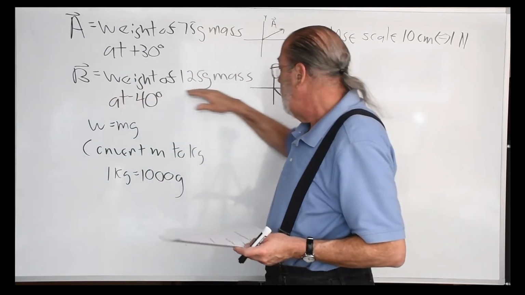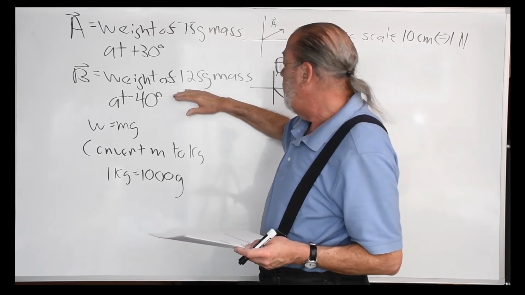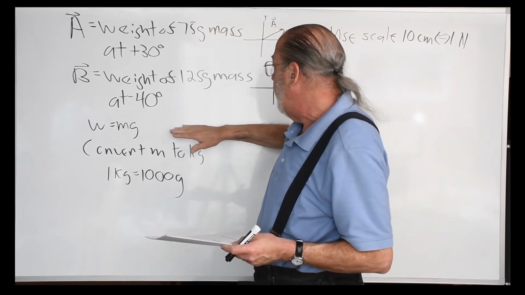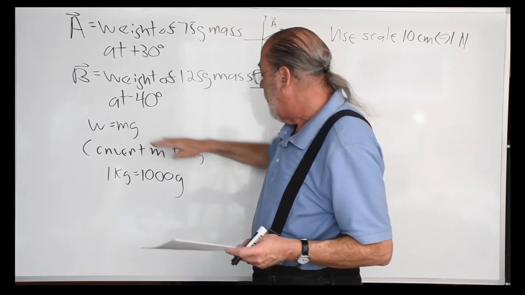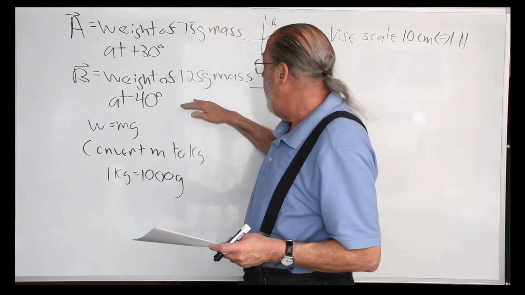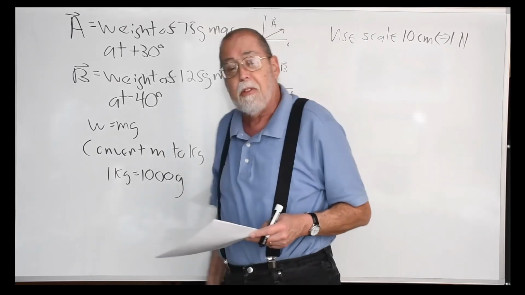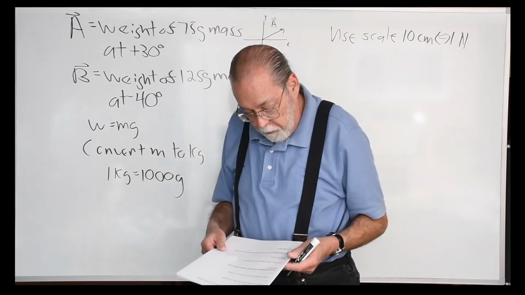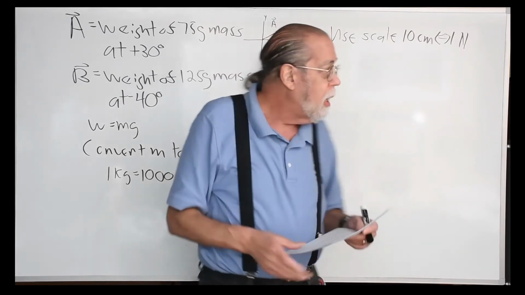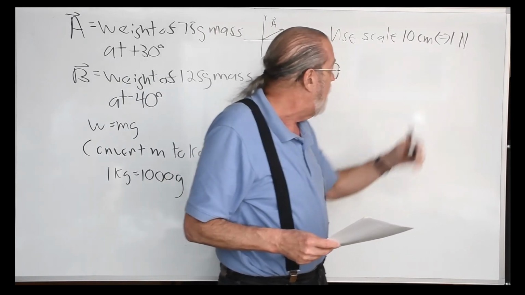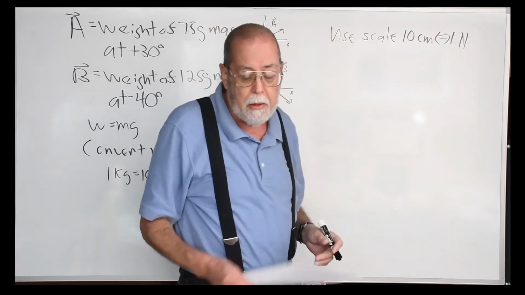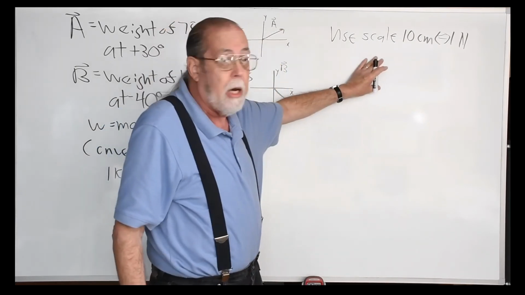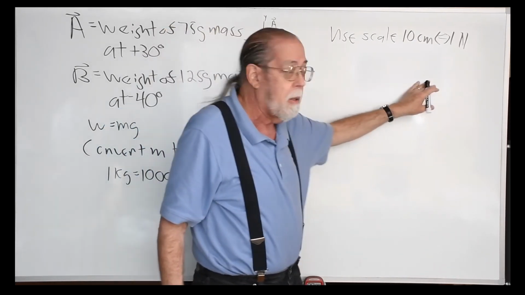You calculate the weight of the 125 gram mass by converting the 125 grams to kilograms. You then multiply that result by g, and you will get the weight of the 125 gram mass in newtons. I then ask you to please find, using a scale of 10 centimeters corresponds to 1 newton, what is the length of the arrow you're going to be drawing in the second part of the lab. I showed you how to do that, so you do that and fill it in.